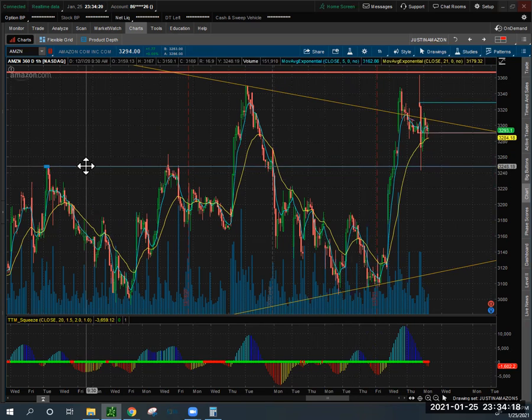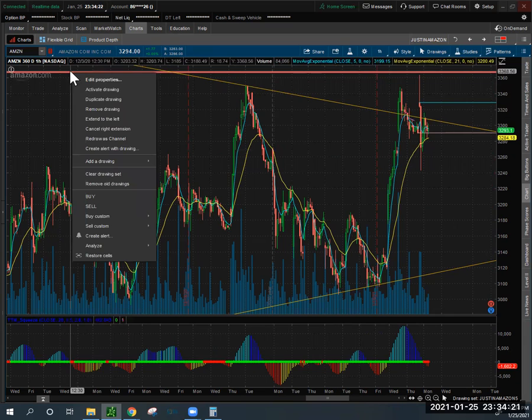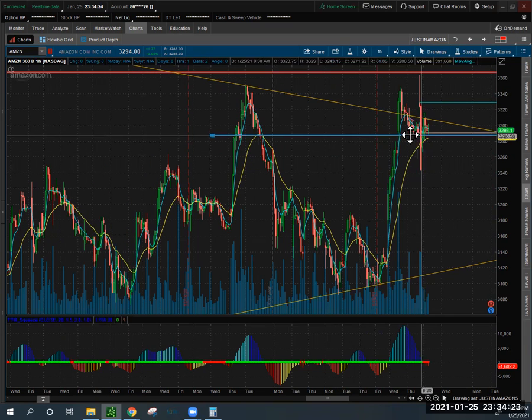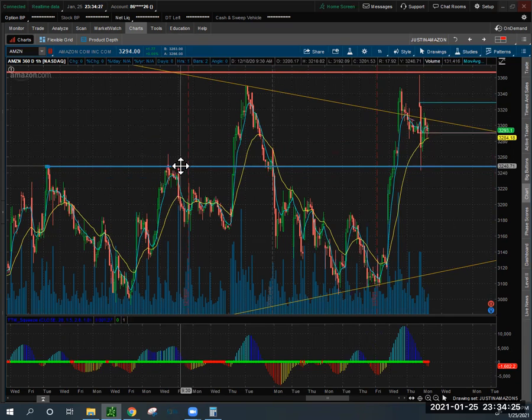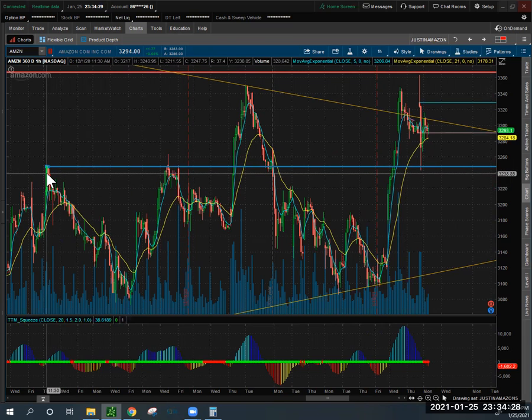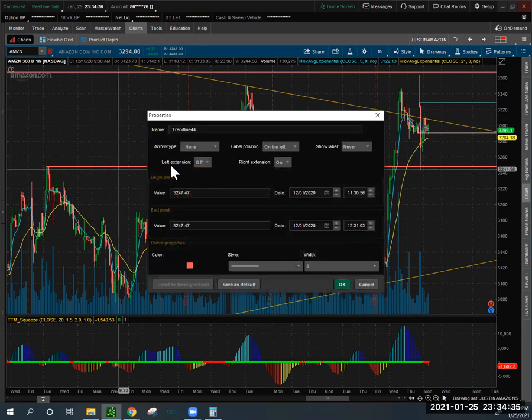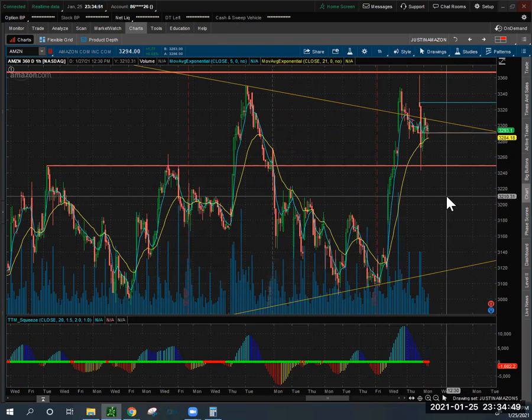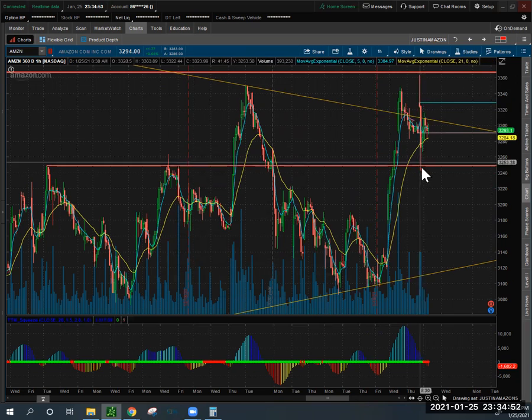You know what I will do? I'm going to borrow the other line. I'm going to duplicate this one, and we're going to just drop it in here, and put it at the high of this candle, which is 3248.95. I'm going to keep this on here and make it a little smaller. So that's basically the range we got into today.